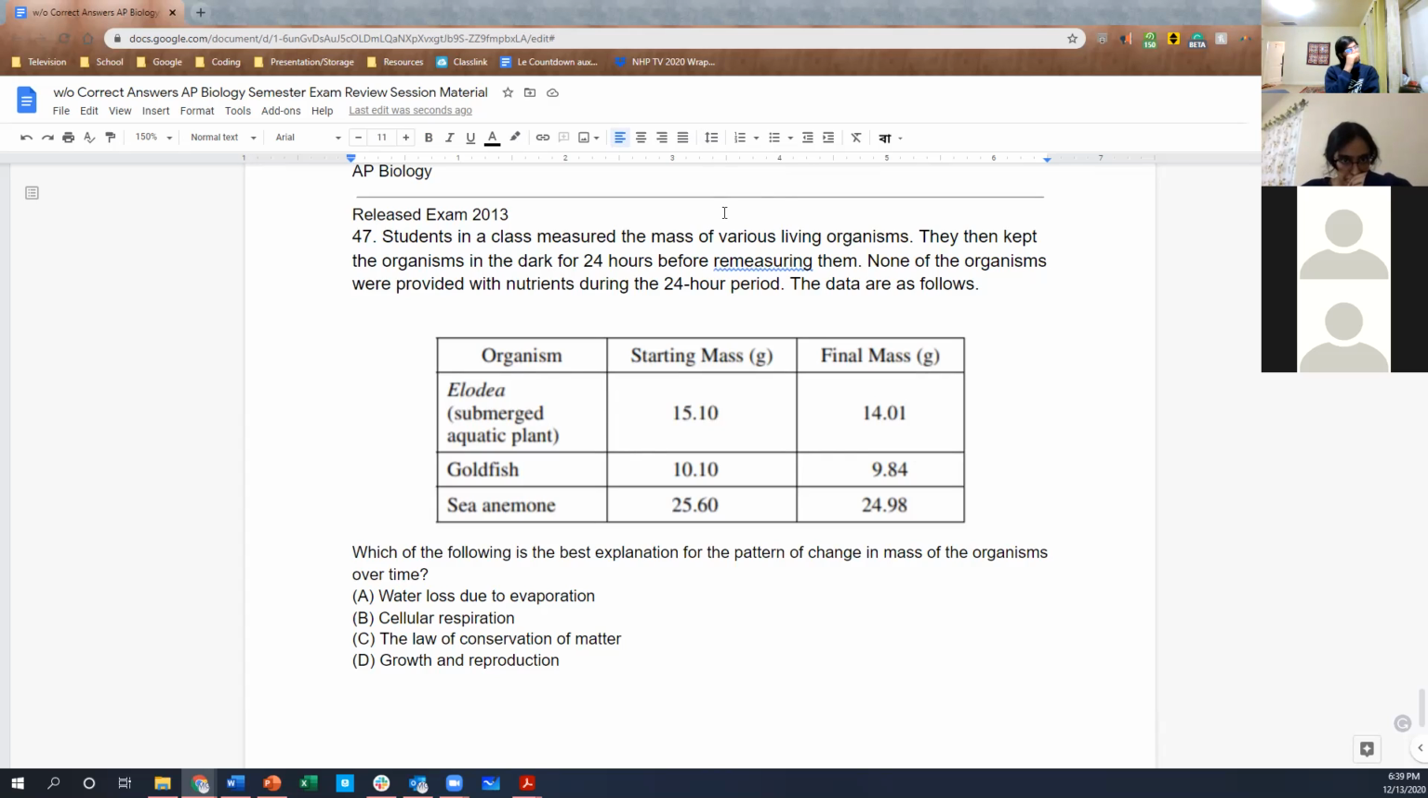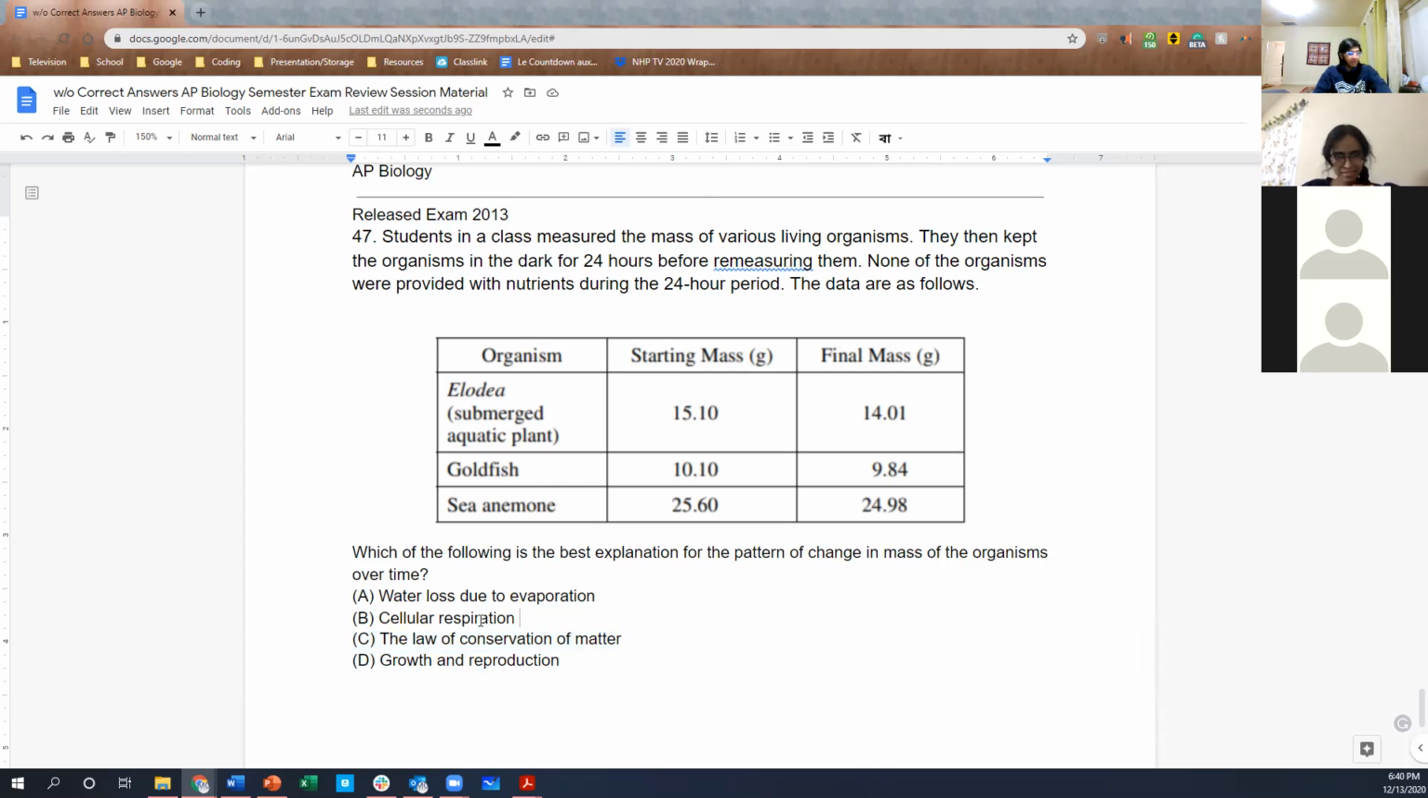Okay, starting mass, final mass. Then they kept the organisms in the dark. Okay. It looks like they all lost mass, right? Yeah, but not a lot, only a little bit. Well, it can't be C, the law of conservation of matter, because that would be contrary to that. And D, growth and reproduction, that's increasing. So it can't be those two.